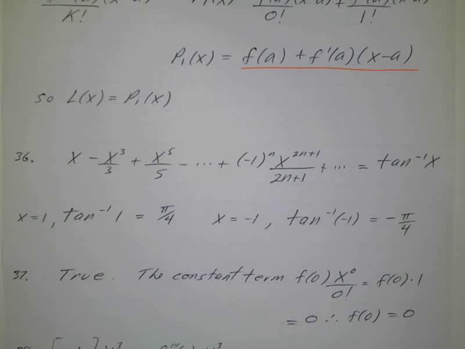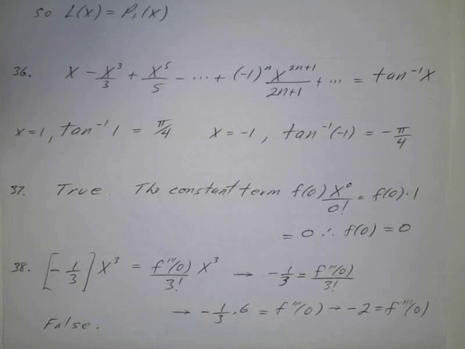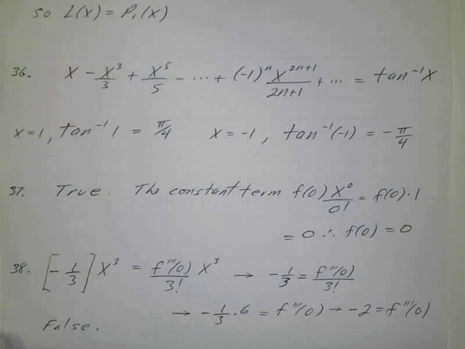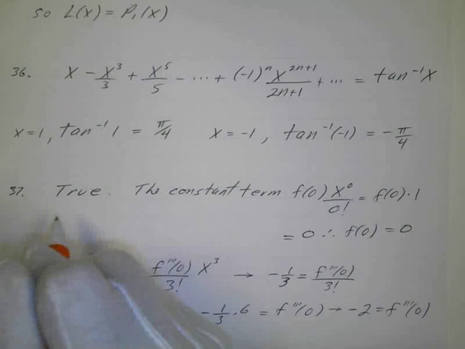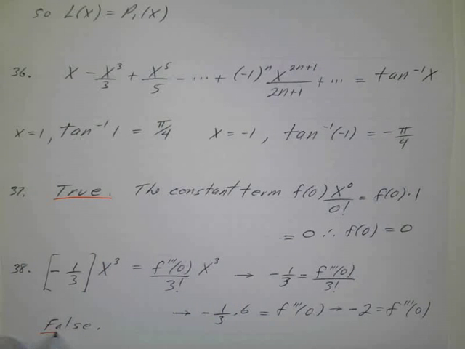And then number 38, referring to the same series. It says true or false. It says the f triple prime, the third derivative at 0, is negative 1/3. Let's see what that is.